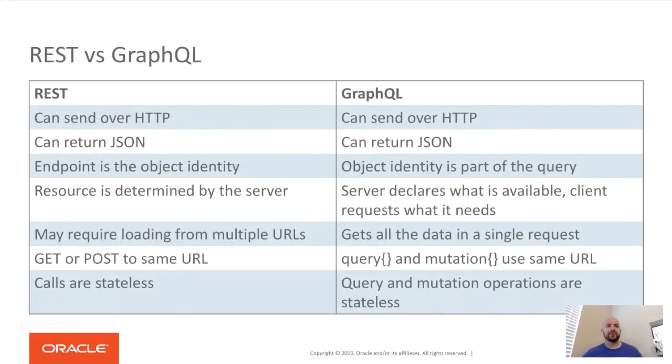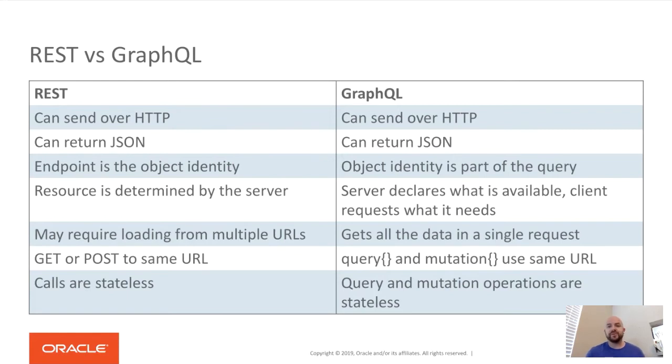The first two are the same. Both work over HTTP and can return JSON, although they're not limited to JSON, either one. But things start to differ with the third point on. So the endpoint for REST will be the object identity, whereas with GraphQL, the object identity is simply part of the query. With REST, the resource is determined by the server. You have no control over what comes back when requesting data.